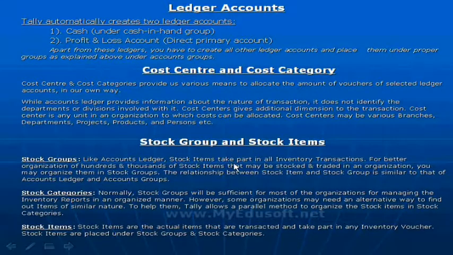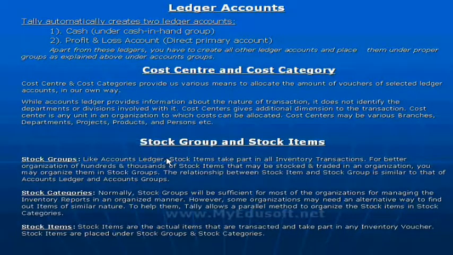We can maintain stock group, stock items and stock category when we maintain the inventory. If we have different types of products in our company, then we have to classify the products into groups and then into categories. Under category, we have to take stock items so that we can maintain the stock reports easily and clearly.